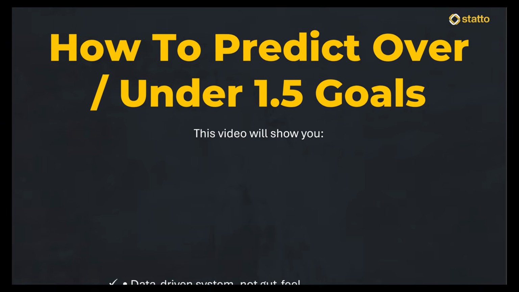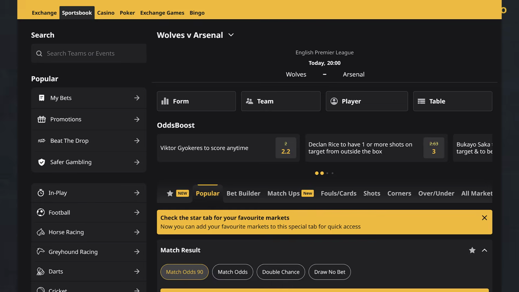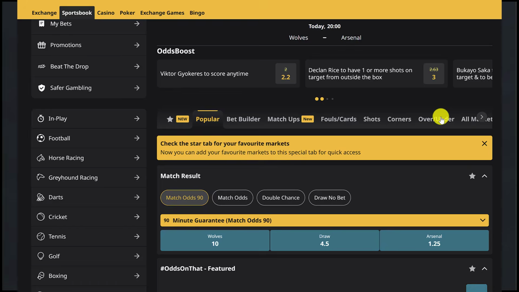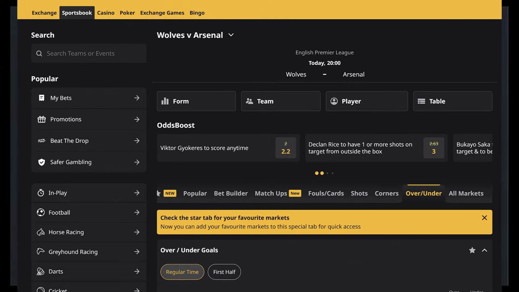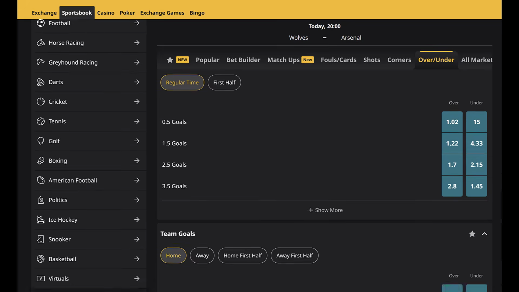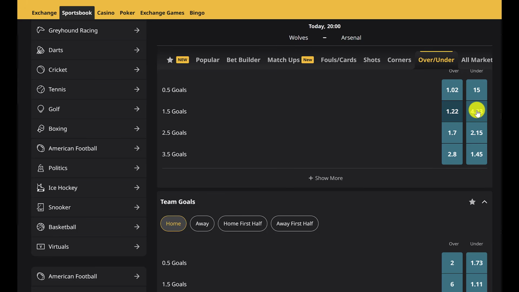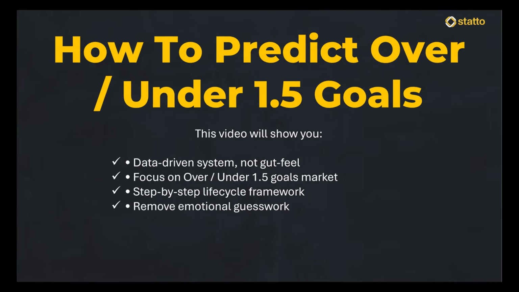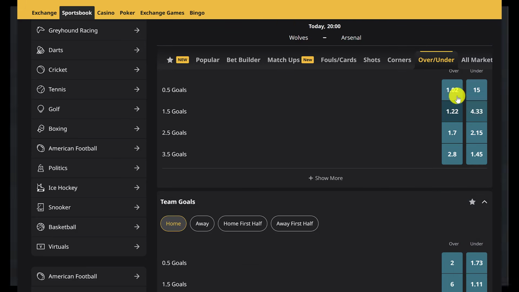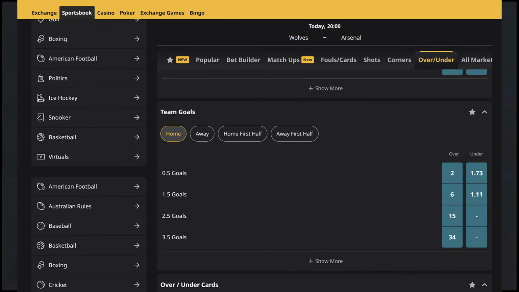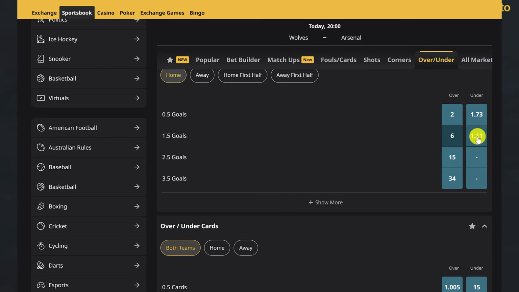I am going to show you my mathematical system for predicting over and under 1.5 goals in football. While most people are out there chasing big odds or guessing which games will be high scoring based on a gut feeling, we are going to do something entirely different. We are going to look at a cold, data-driven system for predicting the over or under 1.5 goal market.